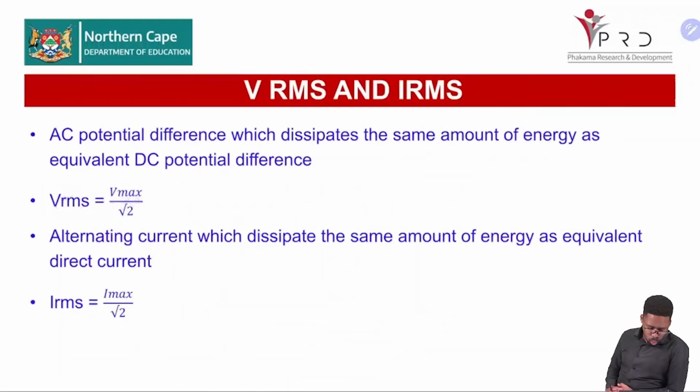So when we talk about IRMS now, which is current RMS or RMS current, the exam guideline clearly defines it as an alternating current which dissipates the same amount of energy as an equivalent direct current. Let's make sure that all our definitions emanate from the exam guideline. The formula is IRMS equals Imax over root 2. Let's make sure that we write these subscripts. If we omit them, we lose all the marks for calculations.